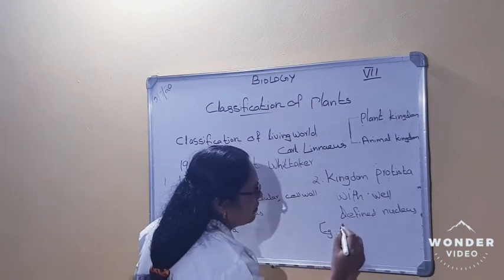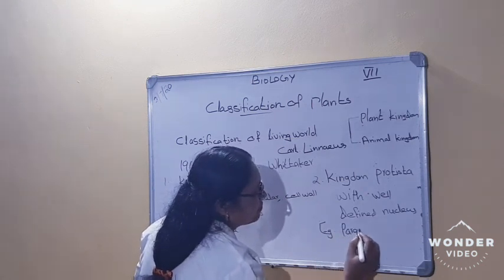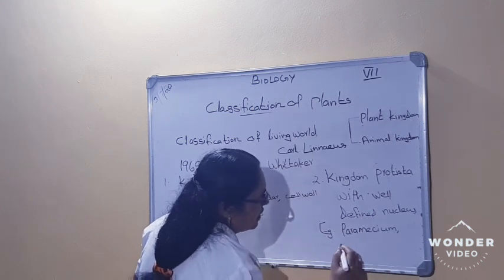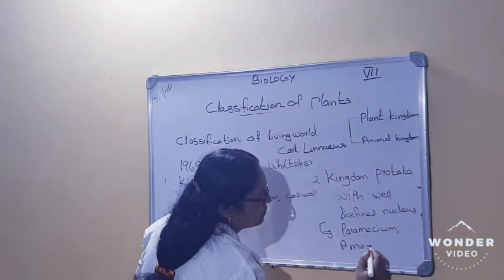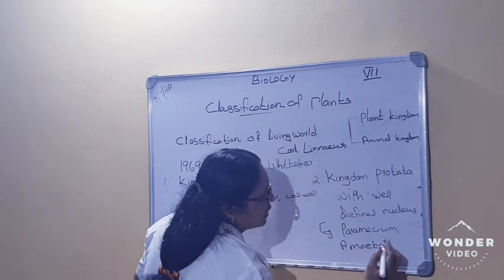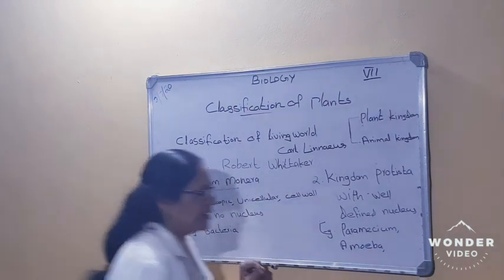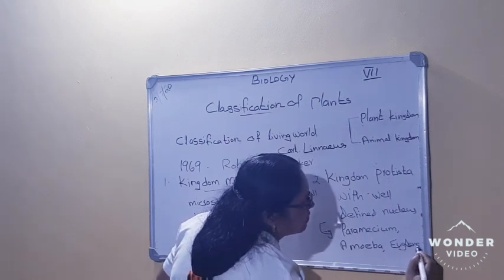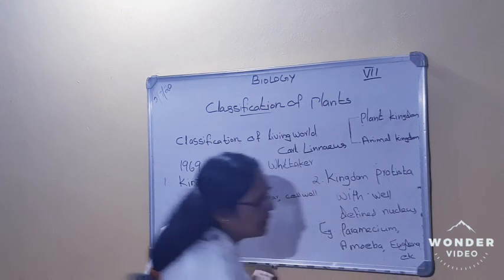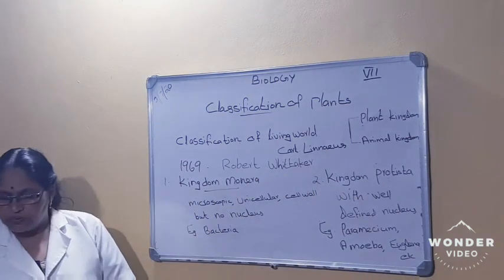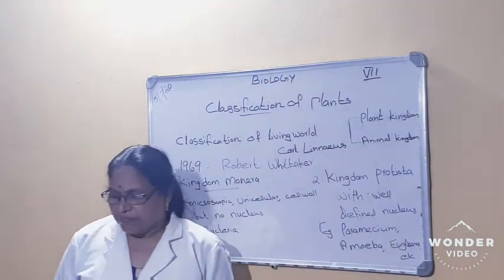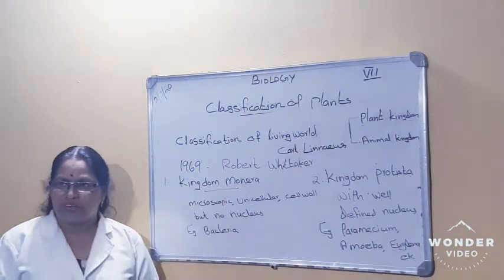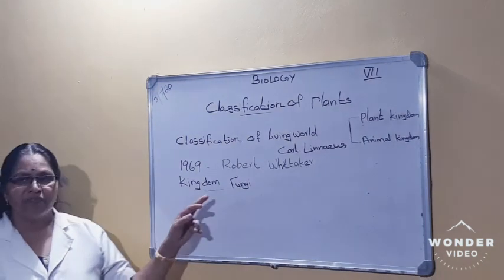Examples: Paramecium, amoeba, Euglena, etc. So many examples are given in the book. You just go through that. Then the next kingdom. These are the two kingdoms, Monera and Protista. Next is the kingdom Fungi.